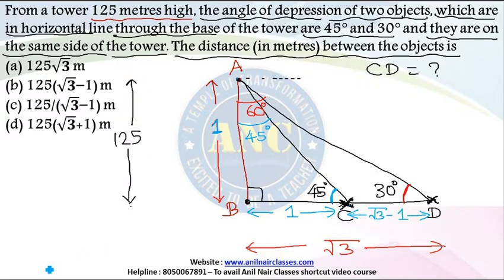Same logic I would like to implement once again. According to my assumption, AB is 1. According to the question, AB is 125. 1 into 125 is only 125. According to my assumption, CD is root 3 minus 1. According to the question, how much? That also multiply by 125. Answer is 125 times of root 3 minus 1.